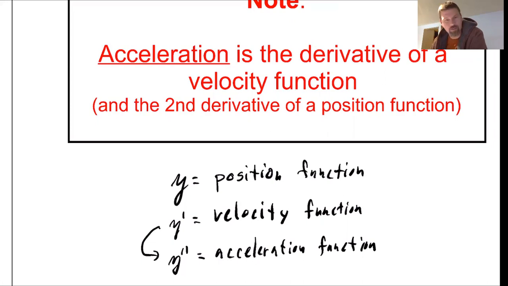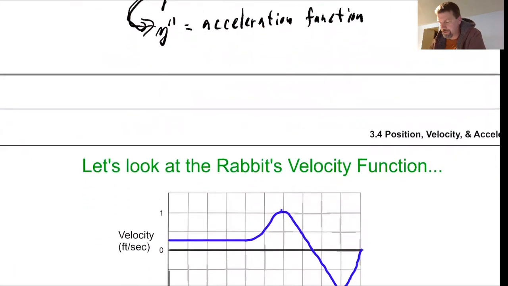Velocity is a derivative, and acceleration is the derivative of velocity. Or you could think of it as the second derivative of the position function. All right, let's talk about some acceleration questions for a minute.